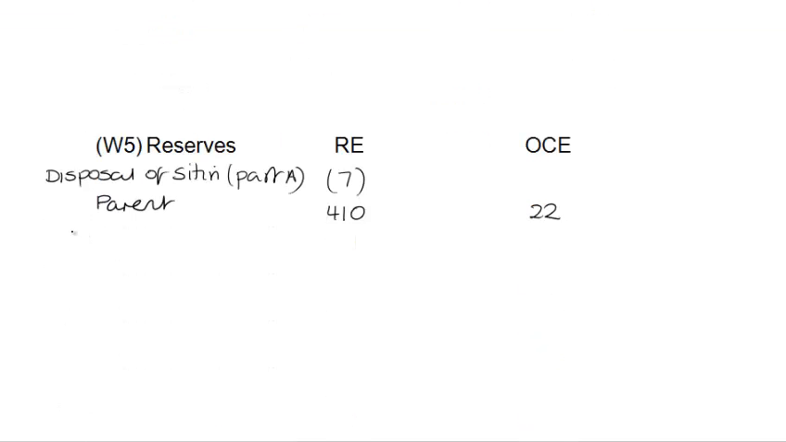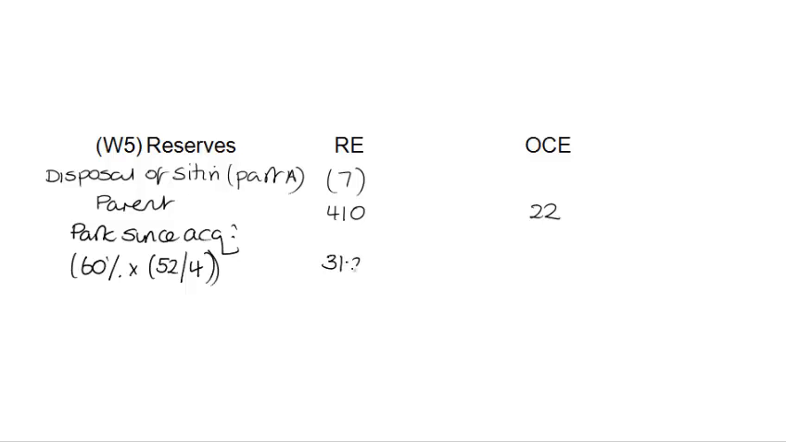And then I go to group reserves and say, Park, since acquisition, 60% of 52 and 4 respectively. Well, 60% of 52 gives us 31.2, and 60% of 4 gives us 2.4. So I'm sticking to my basics, and I'm picking up marks from my knowledge of the basics.